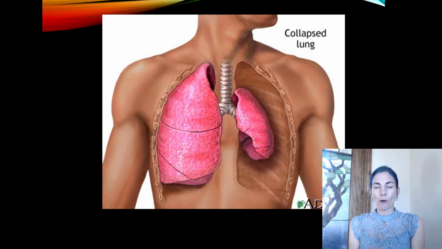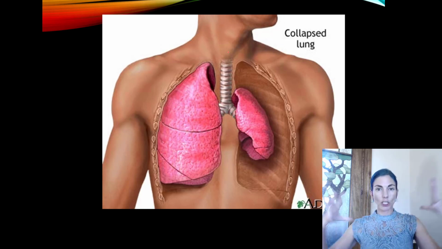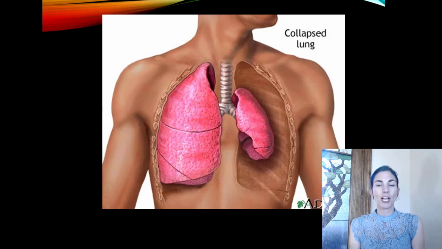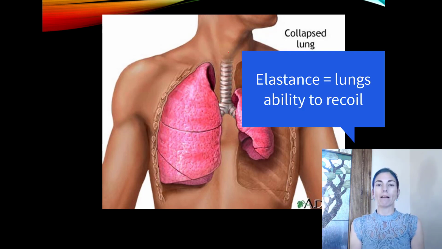So on that note, I want to talk about two terms that are used to describe our lungs' ability to kind of expand and contract. So the term that we want to introduce is compliance. Compliance is the lung's ability to stretch. And you definitely want to write that down. Compliance is the lung's ability to stretch. Where elastance is the lung's ability to recoil.